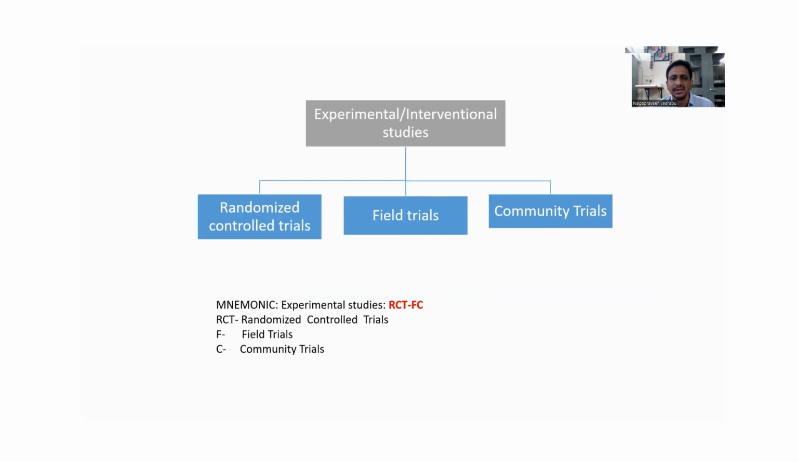Experimental studies are interventional studies. This can be remembered by the mnemonic RCT, FC. RCT means randomized controlled trial. F means field trial. CT means community trial. In randomized controlled trials, generally the patients will be the unit of the study. In field trials, the healthy individuals will be the unit of the study, but there are 100 or 200 of them. Whereas in community trials, you are taking the community as the unit of the study, which means a lot of people are considered as the units. From here, we will see next time.